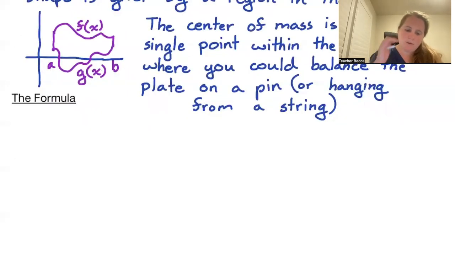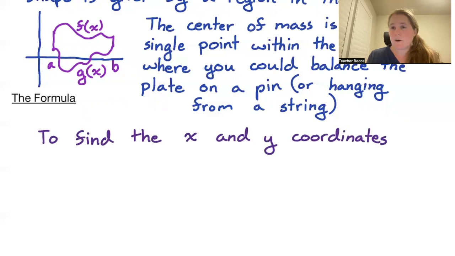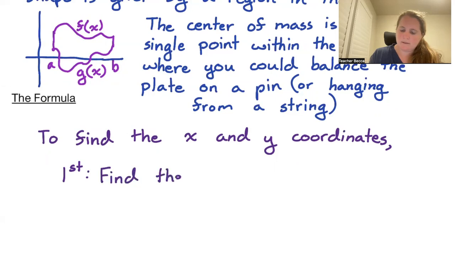The formula for the y coordinate in some ways is actually easier. But essentially what we are going to do is find the x and y coordinates. The first thing we need to know is just the mass of the object. So the first thing is to find the mass of the plate.